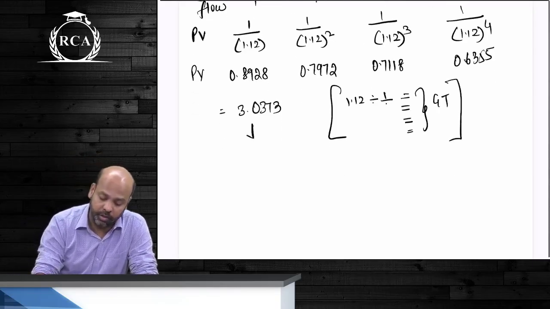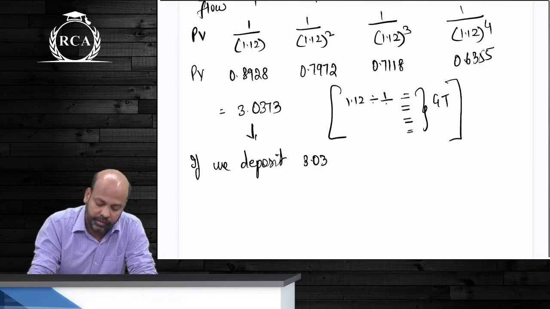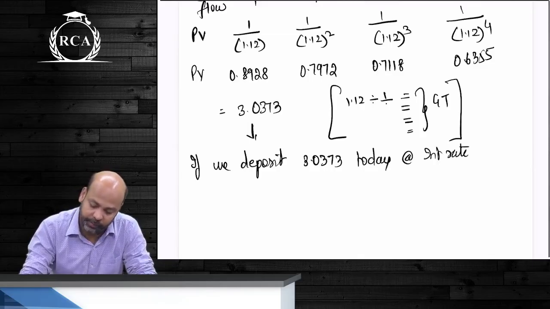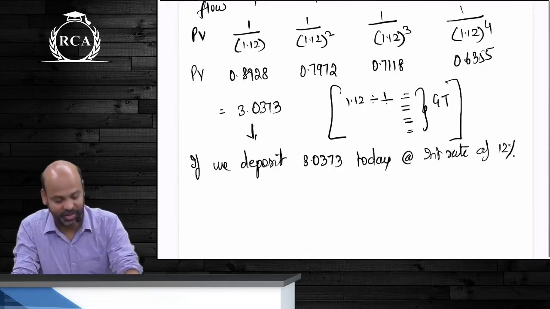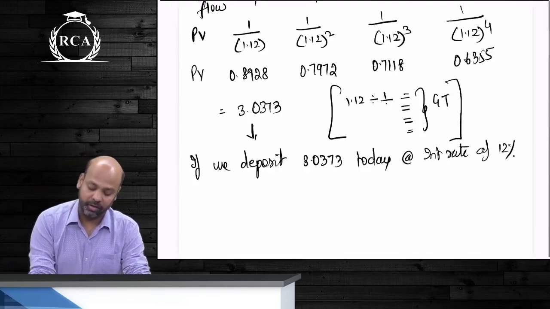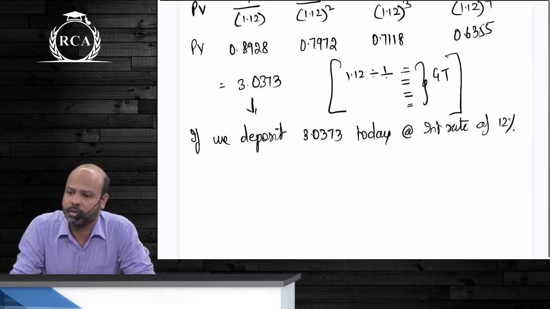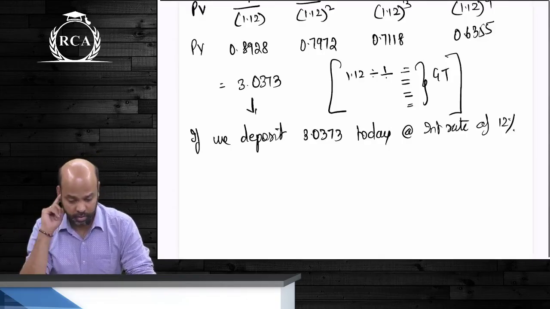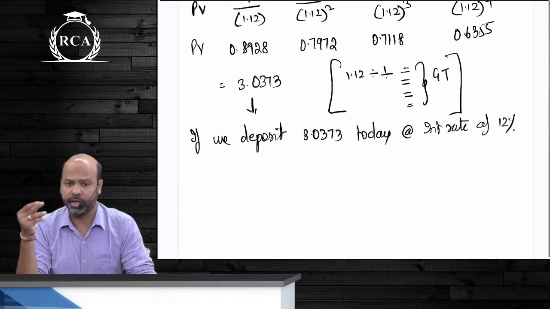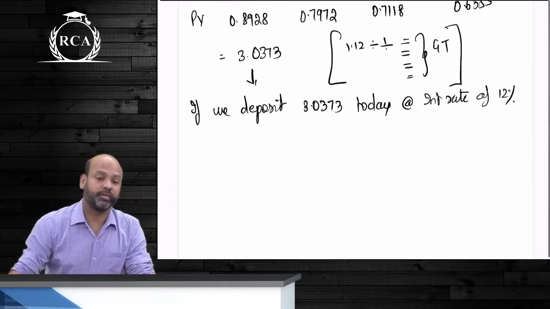How do you interpret this value? Write: if we deposit 3.0373 today at an interest rate of 12%, we will receive 1 rupee every year for the next 4 years.